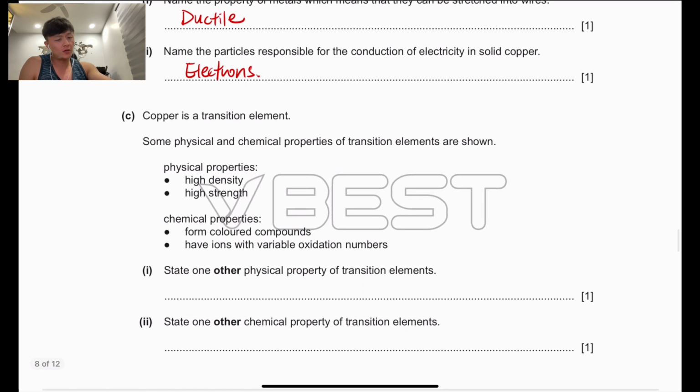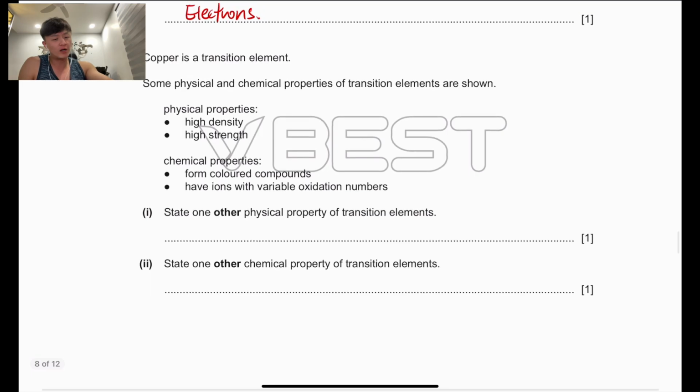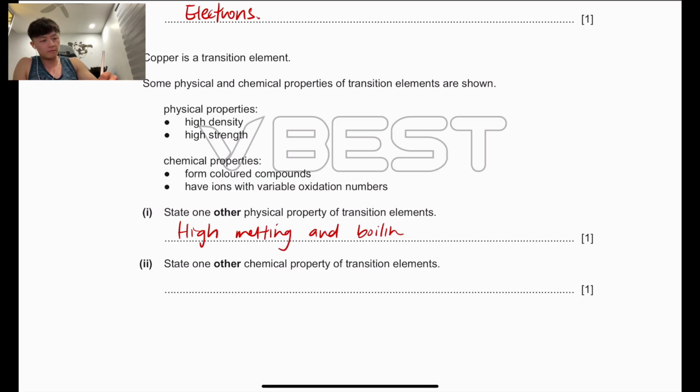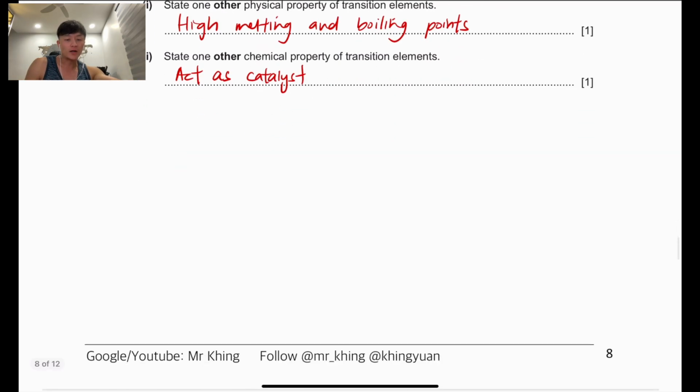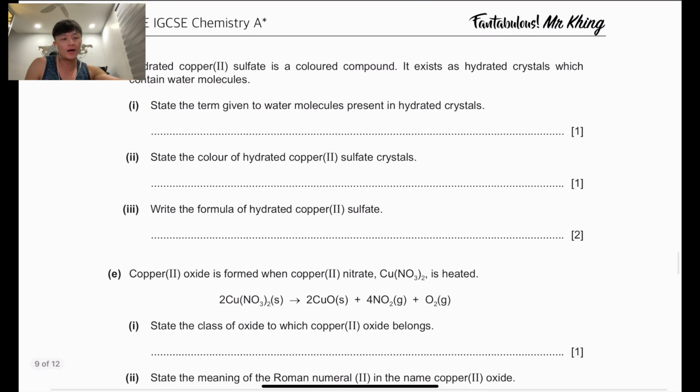Okay, next one, transition elements. State one other physical property of transition elements other than high density and high strength. What else? They also have high melting and boiling point. Chemical properties other than what? Forming colored compounds, okay, more than one oxidation number. What else? They can also act as catalysts. That's it.